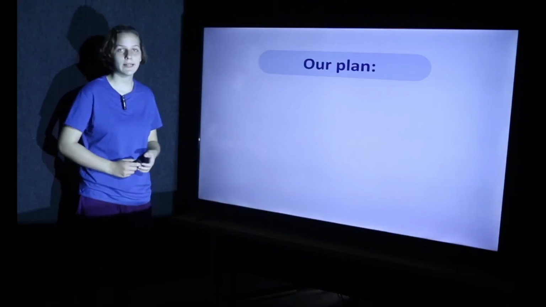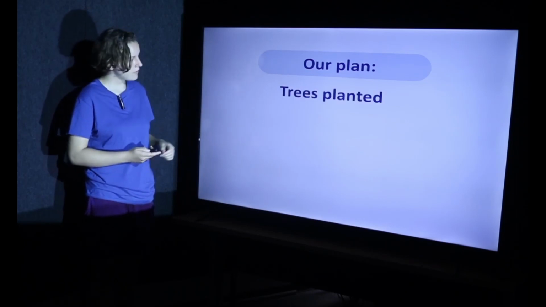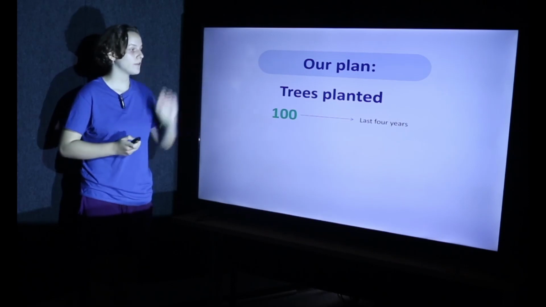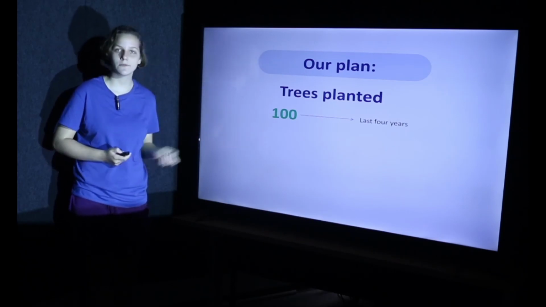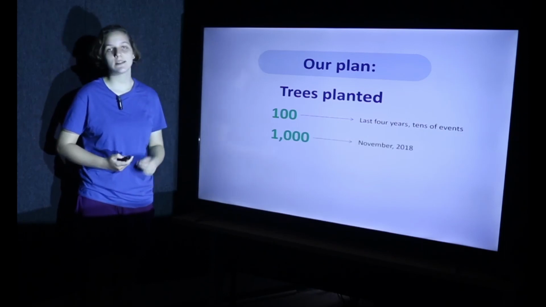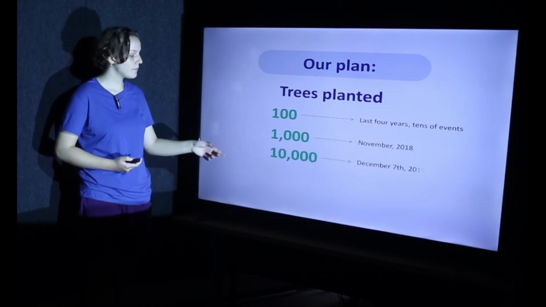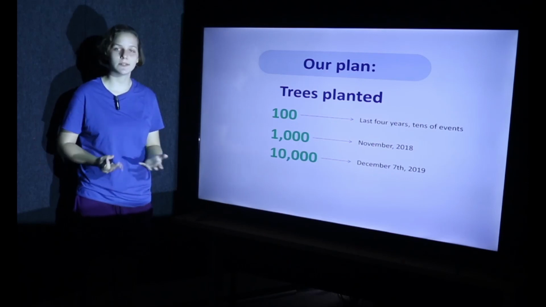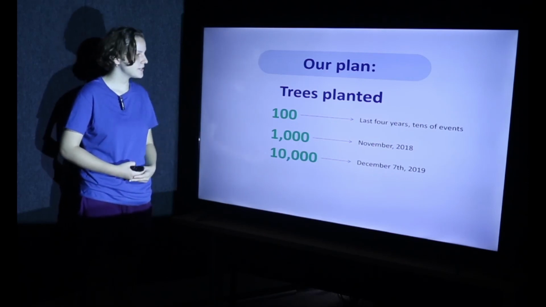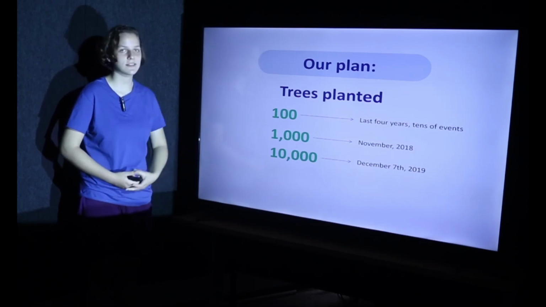So here's our plans. We started off with 100 trees every single event over the last 4 years, since 2018. Then we moved up to 1,000 trees in November of 2018. Then we moved up once again to 10,000 trees on December 7th, 2019. Who would have guessed, huh? 100 trees, tens of events, to 10,000 in just 2 hours.